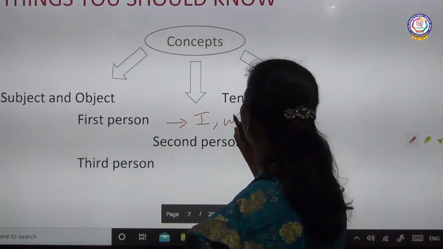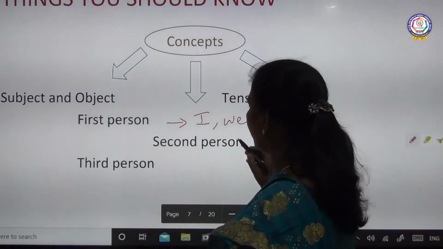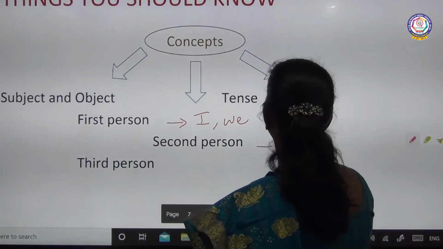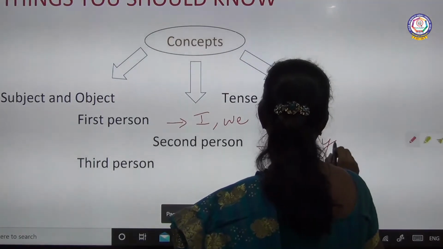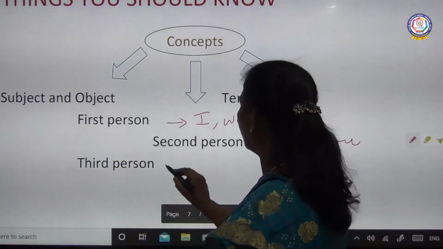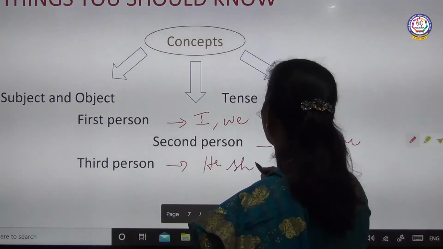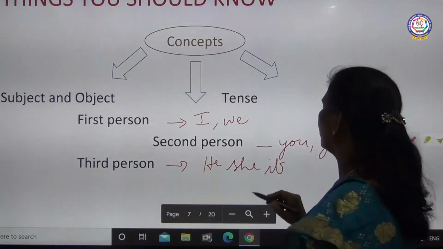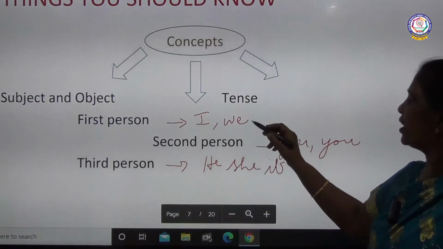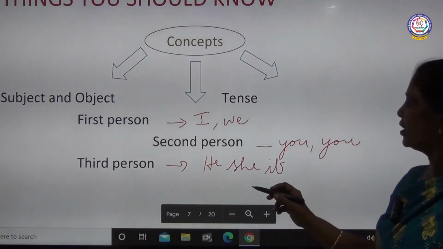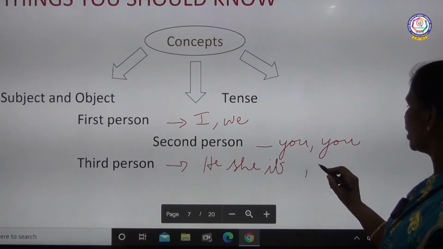I and we. So next, second person, singular you and you. Third person, he, she, it. So here you will be knowing first person I, we, and second person you, you, third person he, she, it, and plural they.